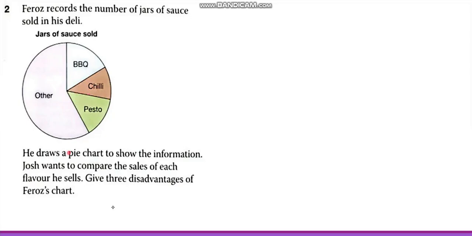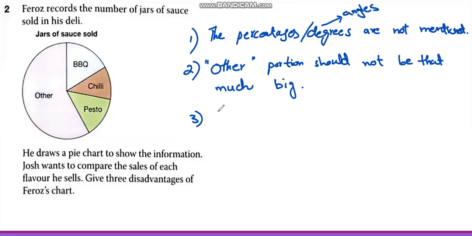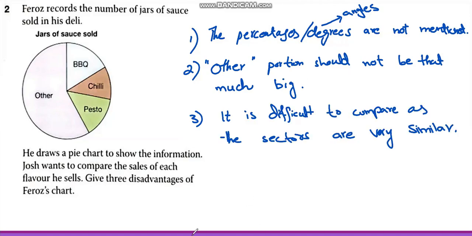So let me write the reasons over here. The first reason is that the percentages are not mentioned. We can even write that the percentages or degrees are not mentioned. Actually, sometimes we represent the data in a pie chart in degrees, meaning we take the angles. Basically, the angles are not mentioned over here. The second disadvantage is that the others' portion should not be that much more. And the third reason is that it is difficult to compare some given flavors because the sectors are very close, very similar. Now we will move to the next question.